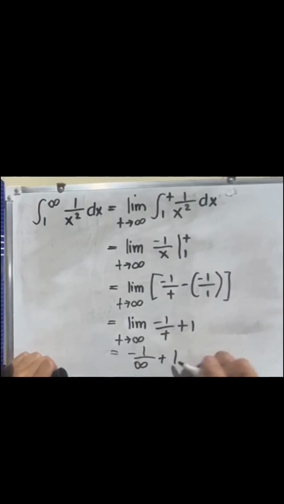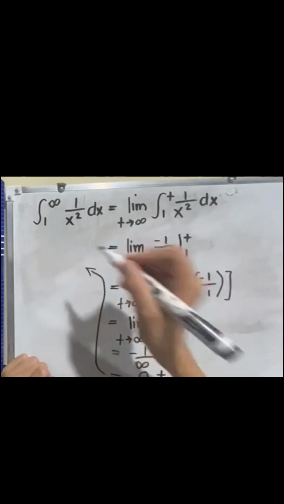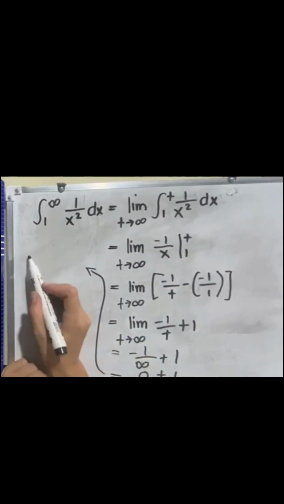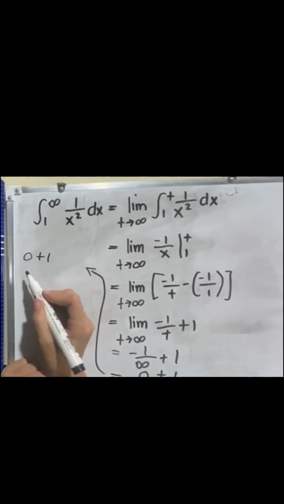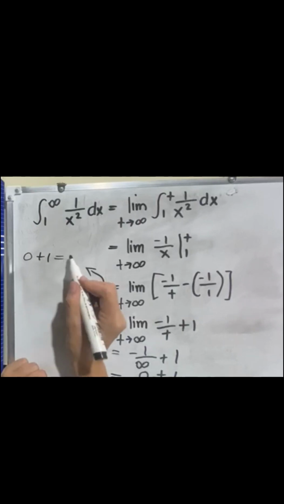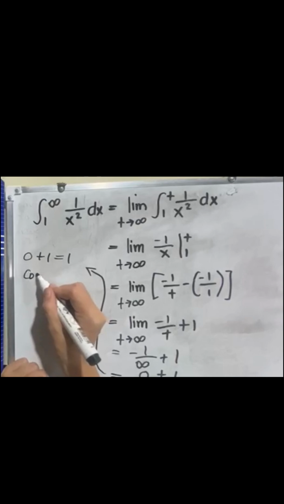So it equals negative 1 over infinity plus 1. We substitute positive infinity for t. Negative 1 over infinity is equal to 0. Why? Because as the number infinity grows larger, it approaches 0. For example, negative 5 over infinity is still 0. So 0 plus 1 is 1. So it is a whole number, so our answer is convergent.